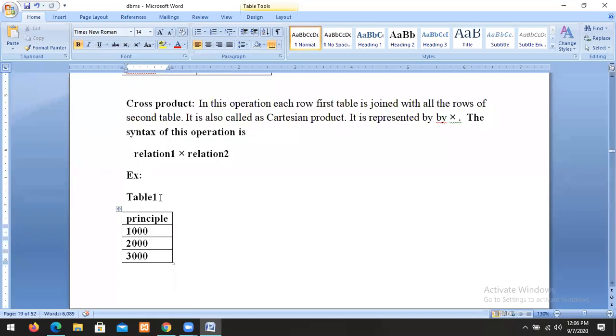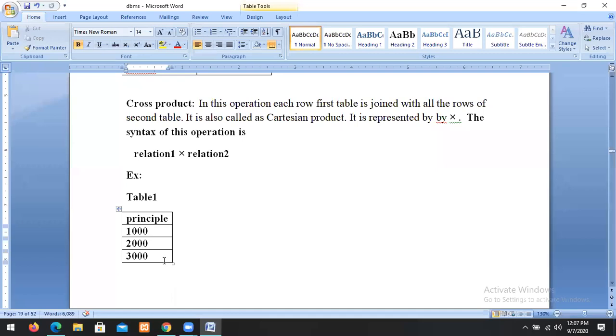What is a Cartesian product? In Cartesian product, each row of the first table is joined with all the rows of the second table. Then it is called Cartesian product. It will be represented by into. So the resultant table has n plus m columns, n into m rows.